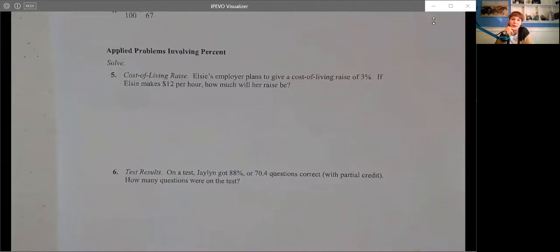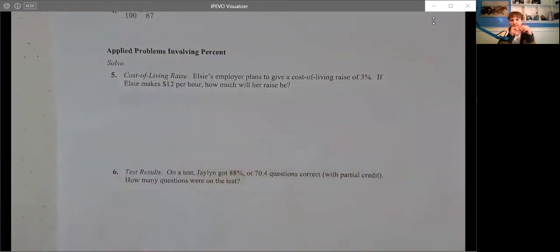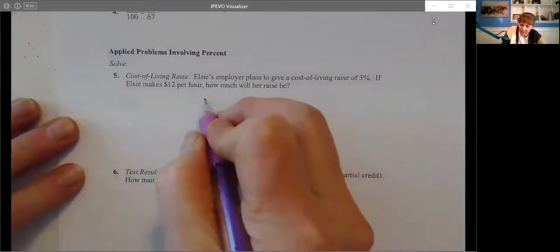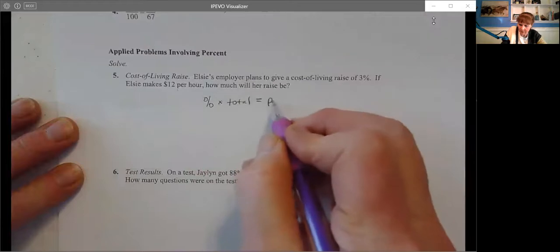Okay, we have a cost of living raise. Elsie's employer plans to give a cost of living raise of 3%. So this is 3% of what they're making now. If Elsie makes $12 per hour now, how much will her raise be? Well, she's going to get 3% of this as a raise. Sometimes you're going to have to think through it. Are they giving me the total? Are they giving me the part in order to solve? But here we have the percent times the total equals the part that we want.